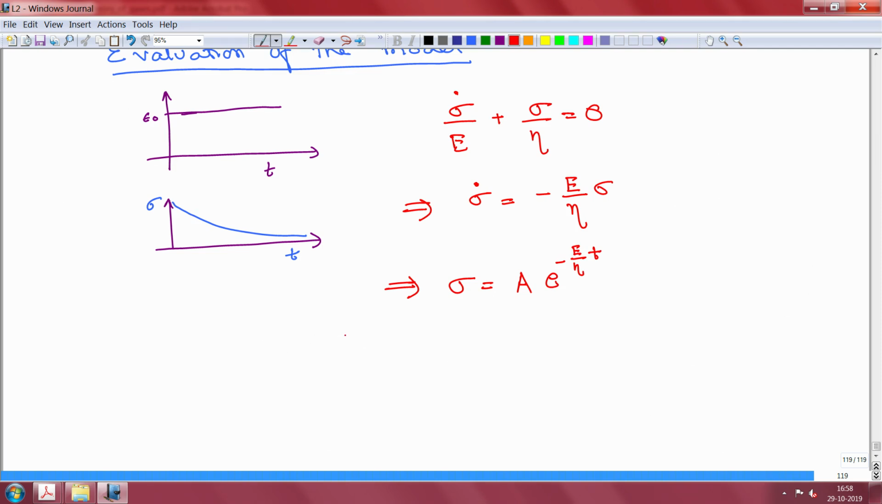Now, I introduce a quantity called lambda, which is equal to eta divided by E, then your sigma is basically some constant times e to the power minus t by lambda.